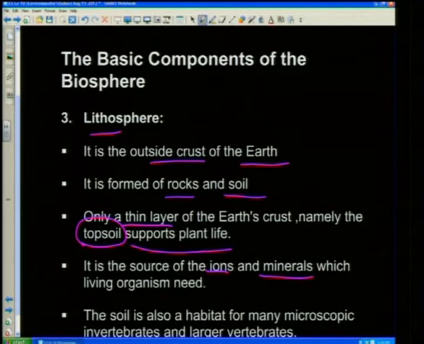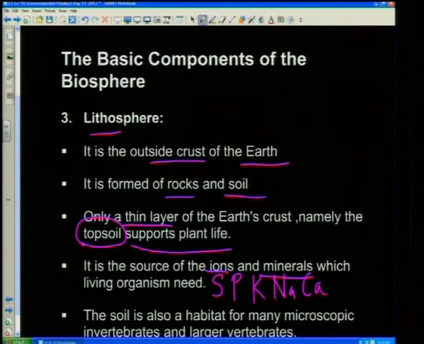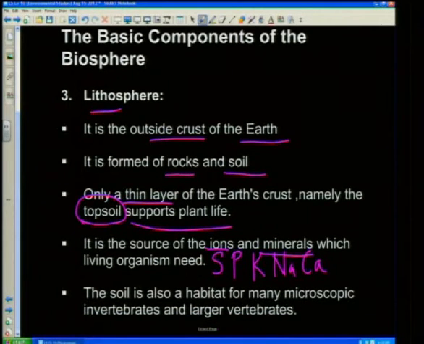Towards the start of grade 10, your teachers would have discussed with you the inorganic compounds as well as organic compounds. Some of the minerals and ions that we rely on include sulfur, phosphorus, potassium, sodium, chloride, calcium. These all come from the soil. The soil is also a habitat for microscopic invertebrates as well as your larger vertebrates.